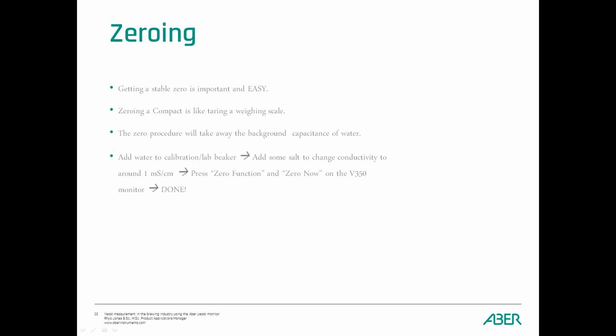The purpose of zeroing is to remove the background capacitance of water that is present in yeast slurries. Water has an inherent capacitance value as a result of it being a dipole molecule, but as this capacitance signal is not caused by the presence of cells, we want to remove this background capacitance before we begin. Once we have done so, any remaining capacitance would be due to the live cell concentration signal only. This process is much like taring a weighing scale.